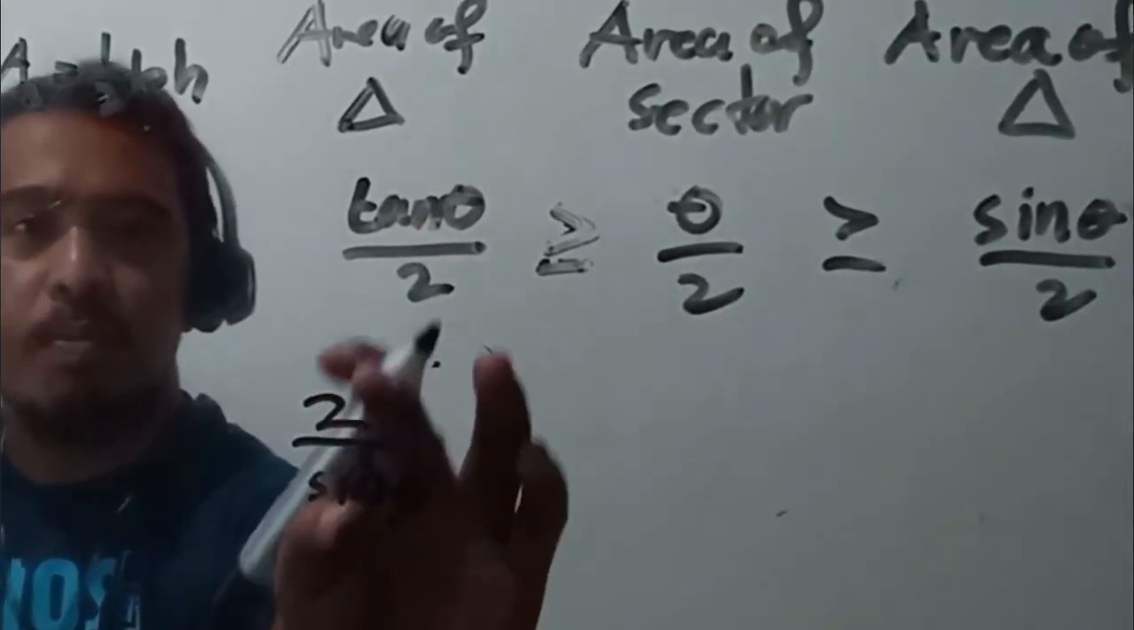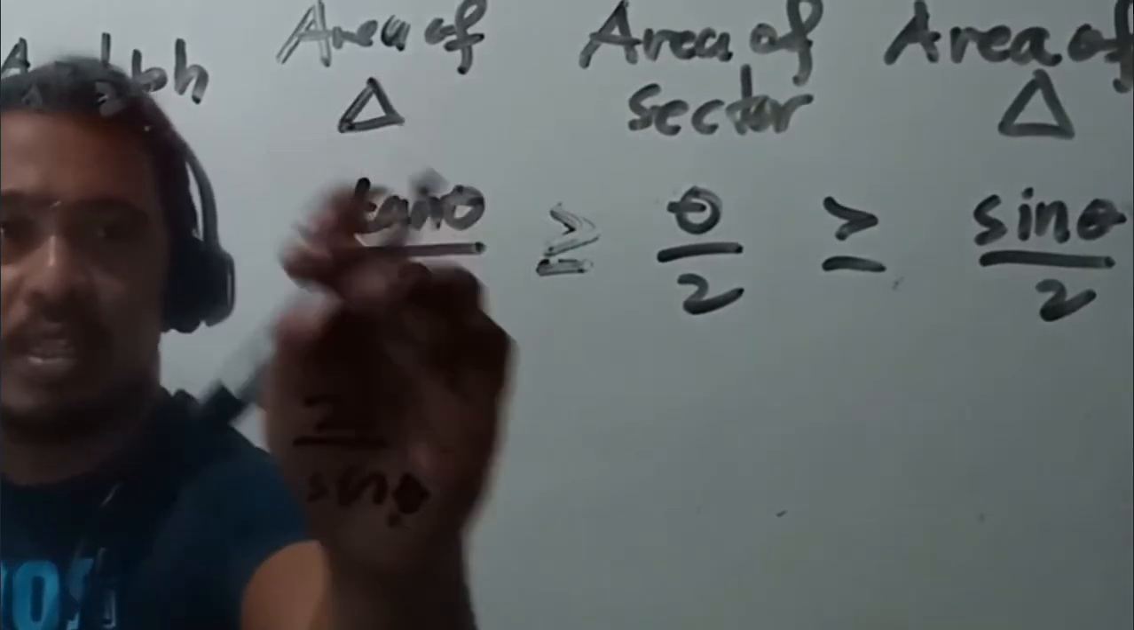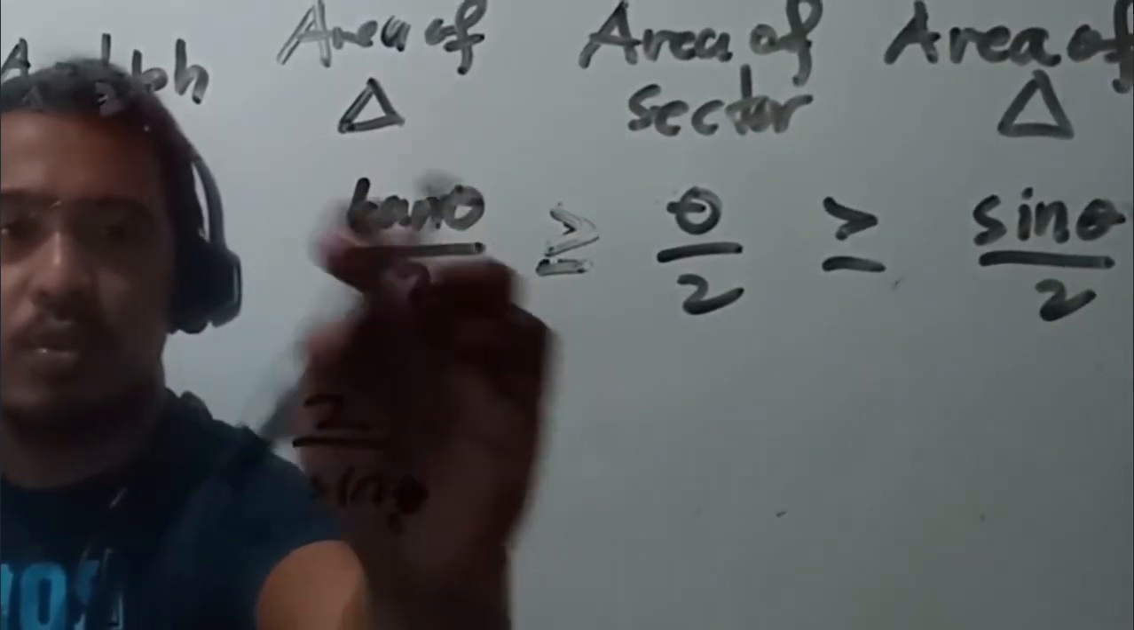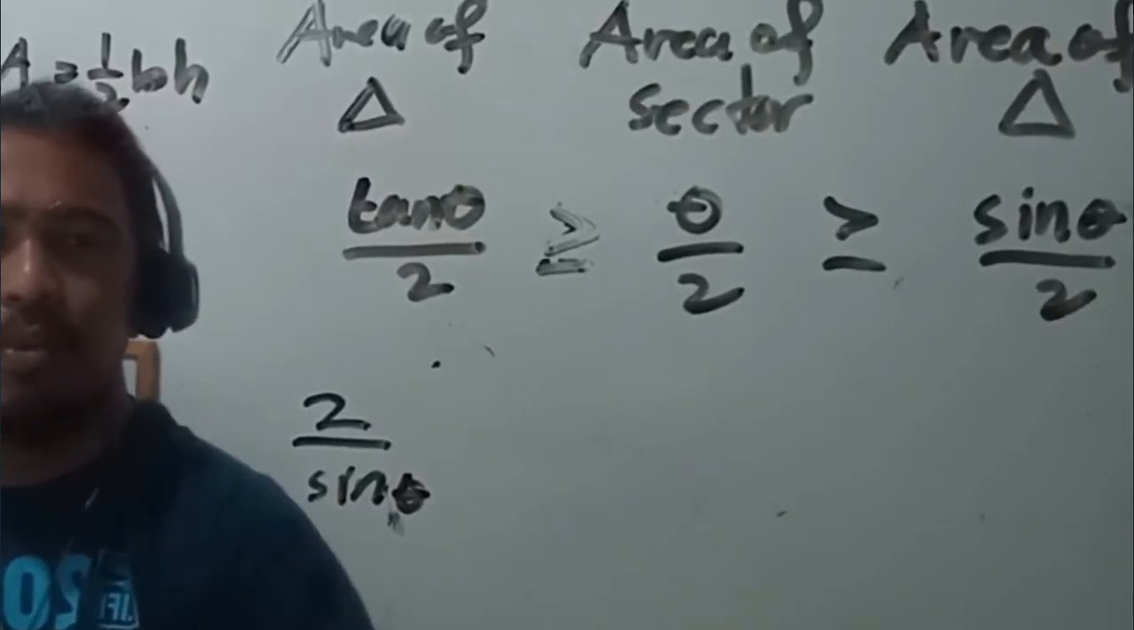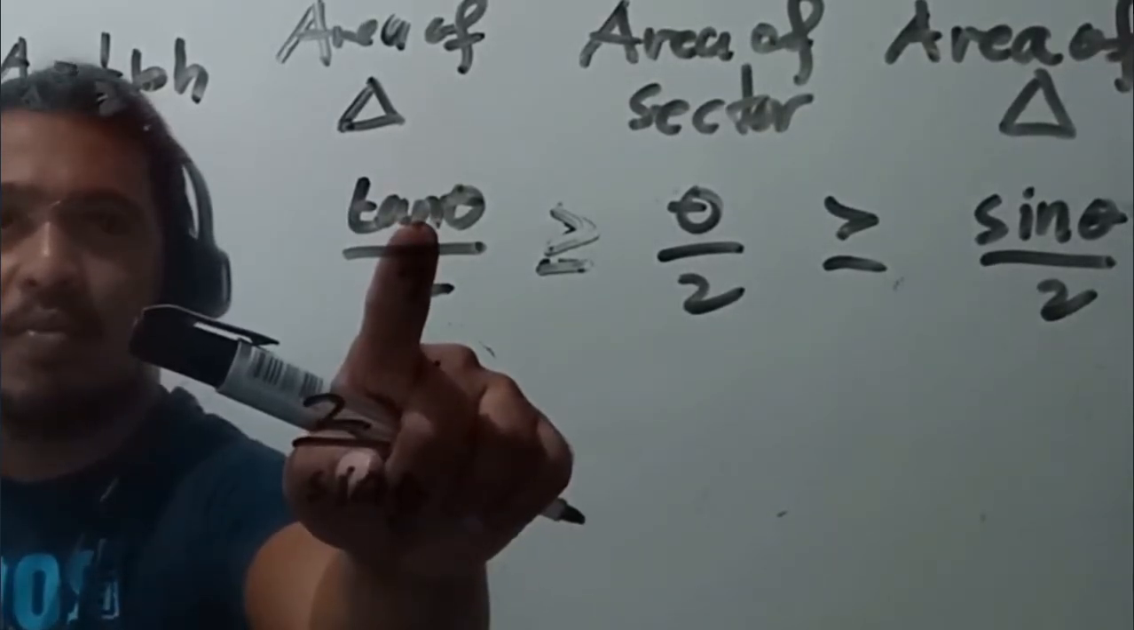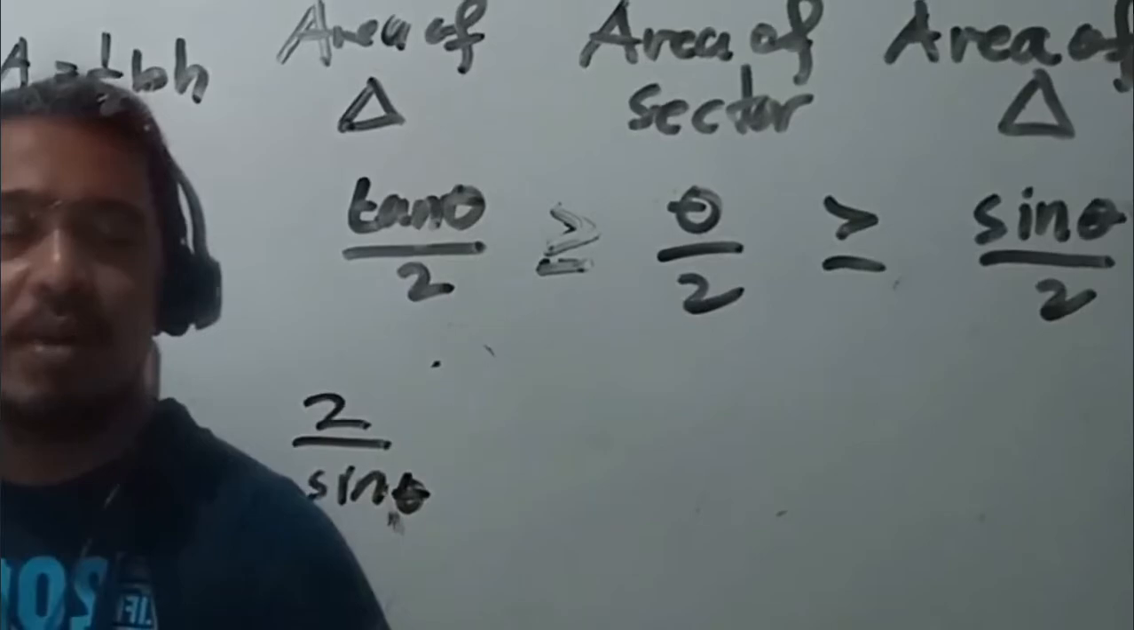If you multiply it there in the first quantity, tangent theta over 2, the 2 will be cancelled out. And remember, tangent is sine over cosine, so the sine will be cancelled out.